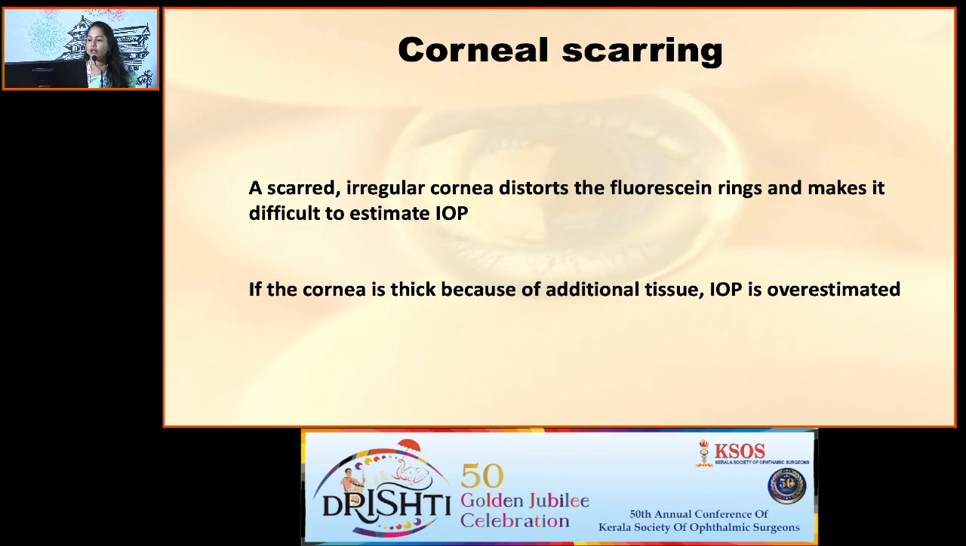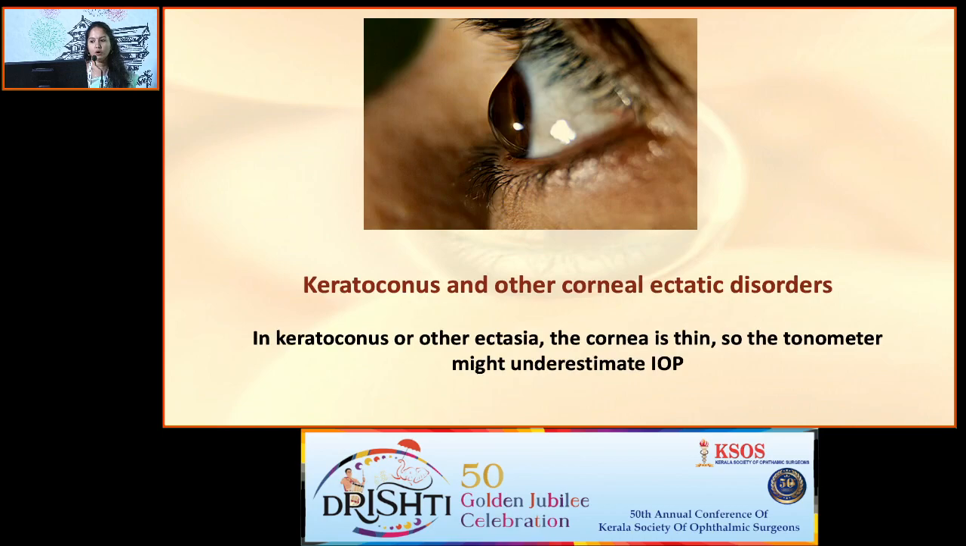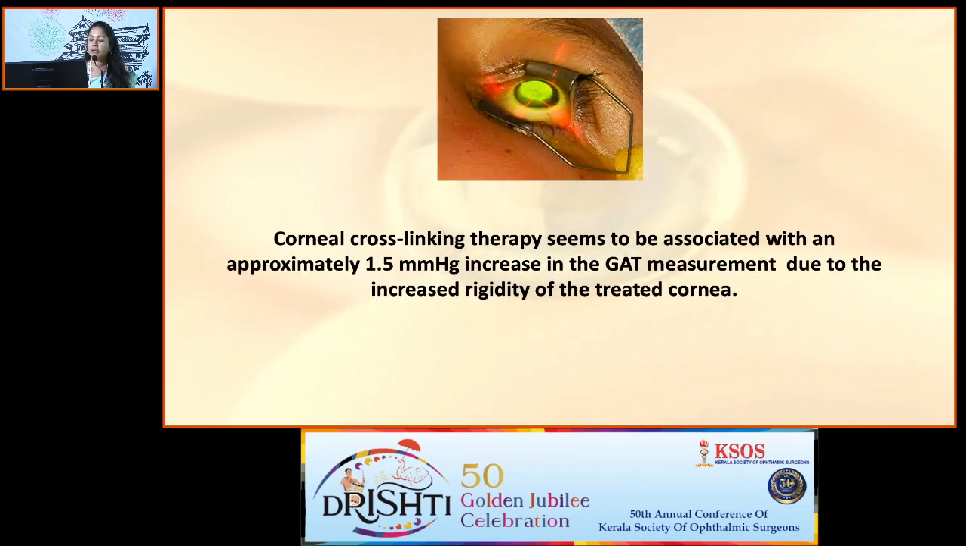A scarred or irregular cornea distorts the fluorescein rings and makes it difficult to estimate the IOP. So, if the cornea is thick because of additional tissue, IOP is overestimated. The same is the case in band keratopathy, where the calcium present within the cornea makes it more rigid, and hence IOP will be overestimated. And in keratoconus and other ectatic conditions, which cause thinning of the cornea, the IOP would be underestimated. But if the patient has undergone a C3R procedure, that would make the cornea more rigid, thereby causing an overestimation of IOP.